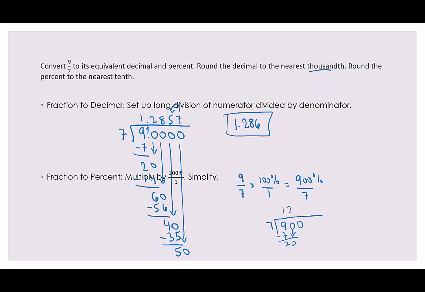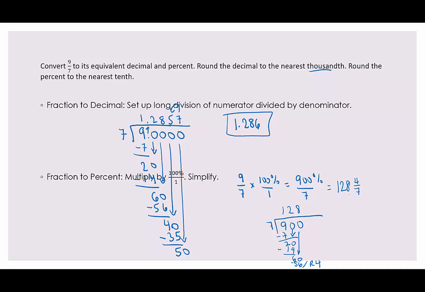7 goes into 20 twice. It's a good way to check my work. 20 minus 14 is 6. Bring down the 0. 7 goes into 60 8 times, minus 56, and we have a remainder of 4. So what we would do is we take the whole part, 7 goes into 900, 128 whole times. Then we take the remainder of 4 and write it as a fraction over the divisor 7.